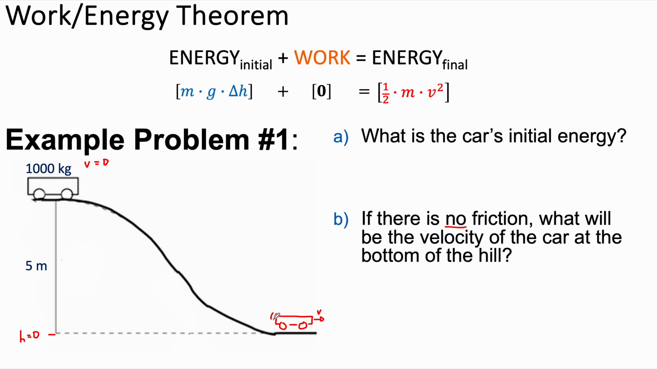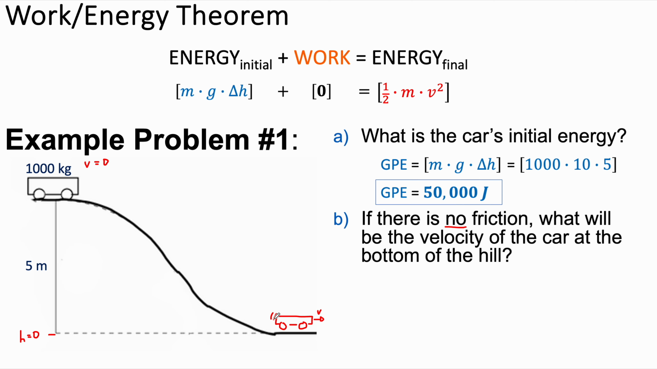So what's the car's initial energy? Well, just go ahead and solve for the gravitational potential energy, or GPE. Plugging in the mass, 1,000, times gravity, which we'll make 10, times the height, 5 meters, we'll find the initial gravitational potential energy is 50,000, and again, the unit for energy is joules. Now part B, if there's no friction, what will be the velocity of the car at the bottom of the hill? Well, again, our initial energy is 50,000 from just up above here.